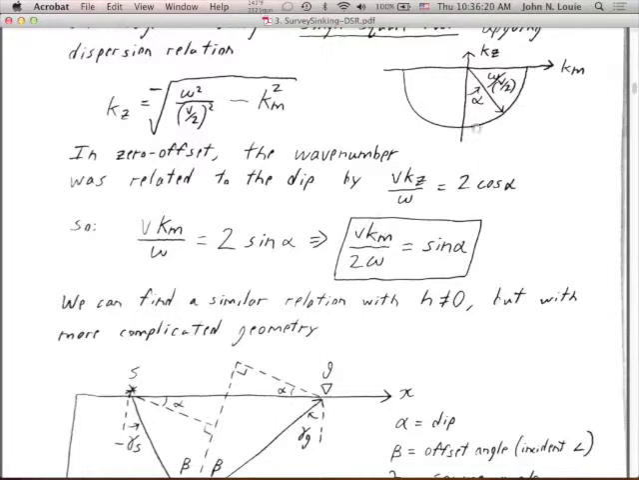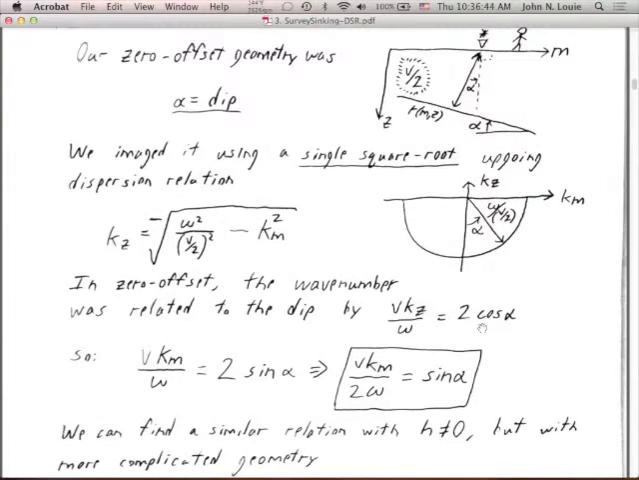If we look at the slope of that cone, VKM over 2 omega, that's the sine of the dip. And that's how in our post-stack zero offset migrations, we're putting the dip onto our migrated sections. It's really just the operation of the dispersion relation. So now we have to abandon all that because the path is not the same. Offset is not zero, the source is not right on top of the receiver.